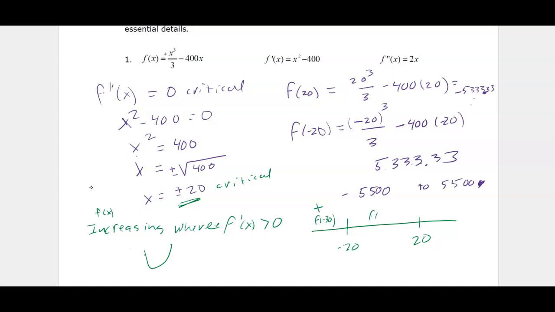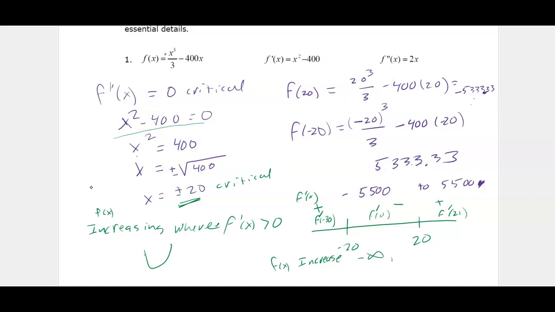If I pick f prime of 0, I can see I get a negative 400. Sorry, this is a sign test on the first derivative. We're checking for the sign of the first derivative. So this is negative, and if I found f prime of 21 or f prime of 30, I'd find the sign of that derivative was positive. So here my function is increasing. The signs of the derivatives tell me things about the function.